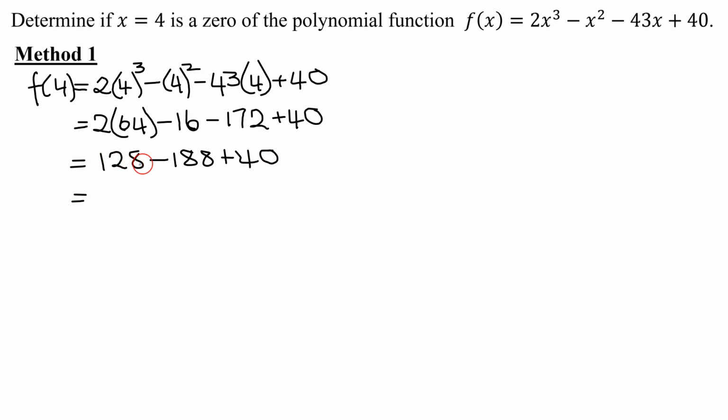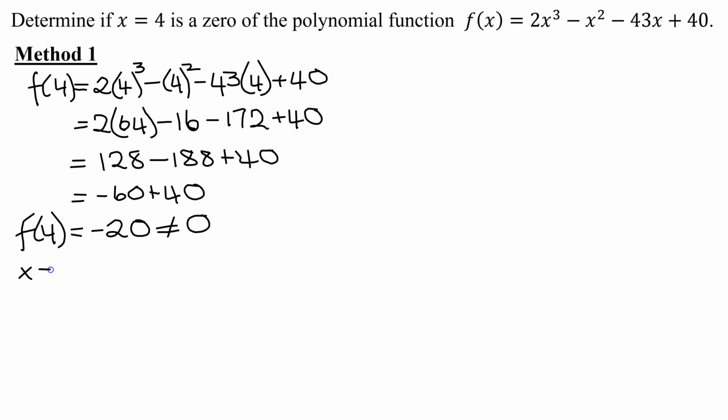So 128 minus 188 is negative 60. So negative 60 plus 40 is negative 20. So f of 4 equals negative 20. This does not equal 0. So x equals 4 is not a zero of f of x.